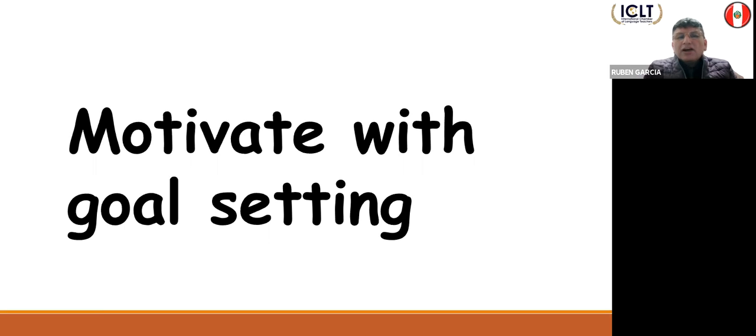Then we have to motivate with goal setting. Goal setting, very important, because the goal is the objective. We need to have a goal. We need to know where we are going to be at the end of our lesson, at the end of the class, where the students are going to be. Are they going to be with us? Were they with us as teachers during the whole class?